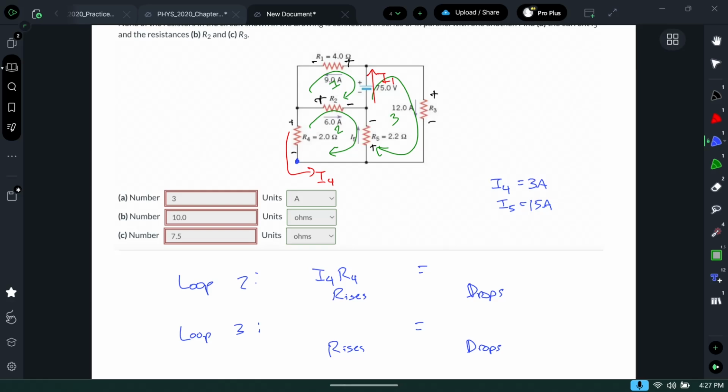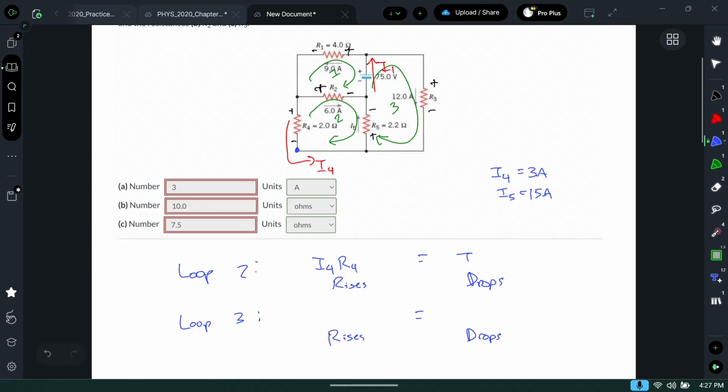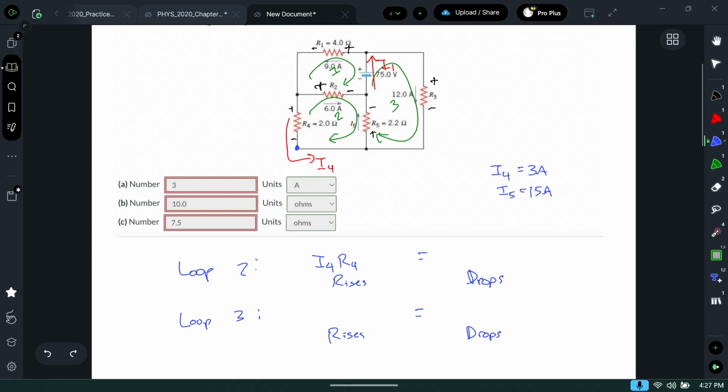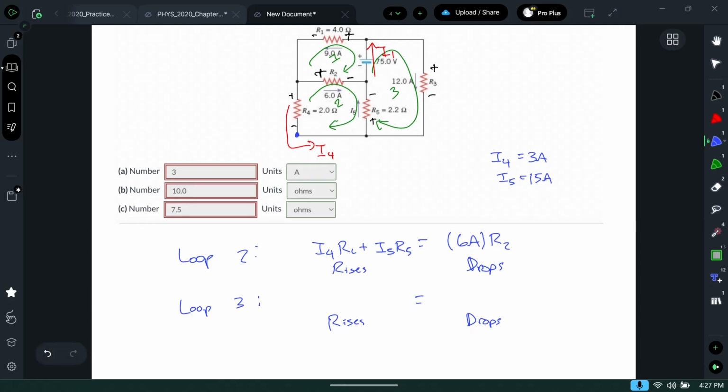The next thing I see is R2. I see the positive terminal of it first and then the negative, so that's a drop of, we could call it I2, R2, which is what I was about to do, but we're given this current. So I'll go ahead and say 6 amps R2. And next I see R5. I'm going to go from negative to positive, so I would call that a rise of I5, R5. I could put 15 amps in for I5, but I'll just sub it in a minute.